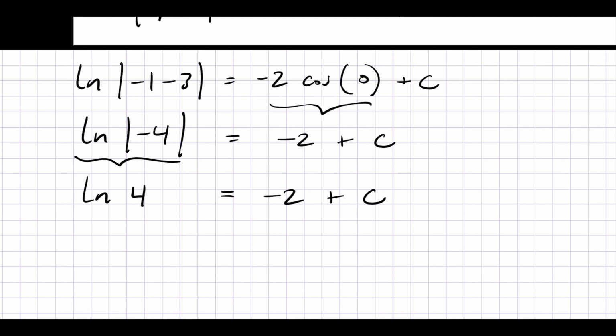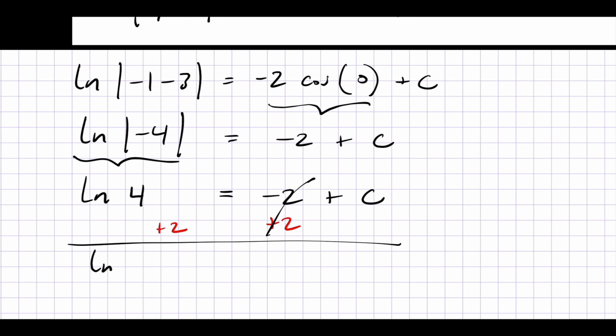If it was the natural log of e, that's just 1. Or if it's the natural log of 1, that's 0, right? We know that one. But natural log of 4 is a decimal, 1 point something. So leave it like that, okay? Treat it like a number, because it is a number. So we're going to add 2 to both sides. The natural log of 4 plus 2 equals c. Okay, so whatever the natural log of 4 is, plus 2 is our c.